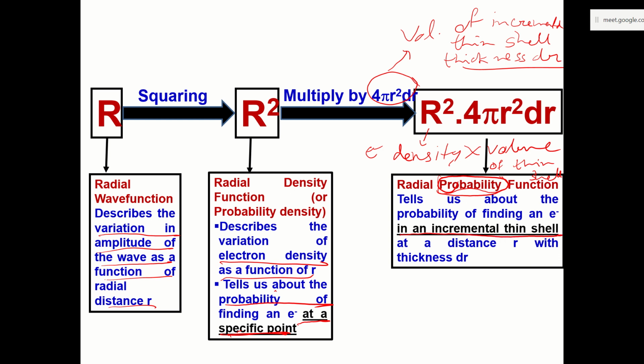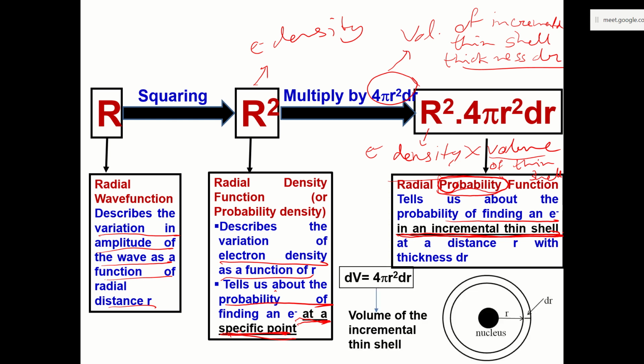Where is this radial probability function that we are defining? It is the probability of finding an electron in an incremental thin shell at a specific point. और ये वाला क्या था? At a specific point. So not to be confused, you remember that this is the electron density. Simple, I am keeping it simple. This gives you electron density multiplied with the volume of the thin shell, you get the probability. Simple, right?